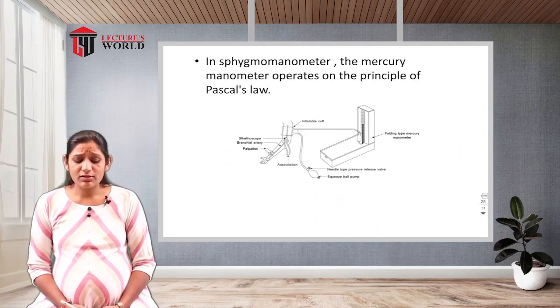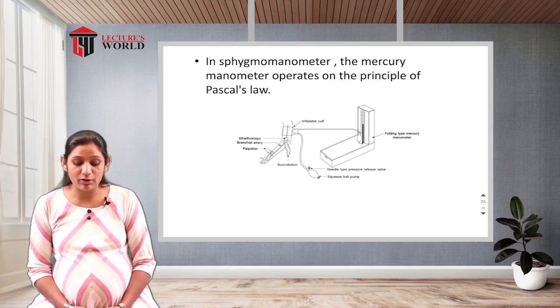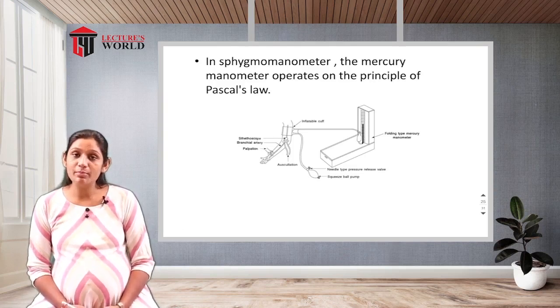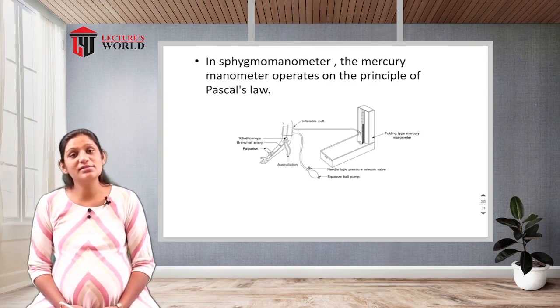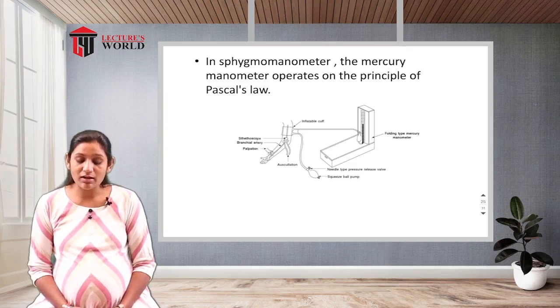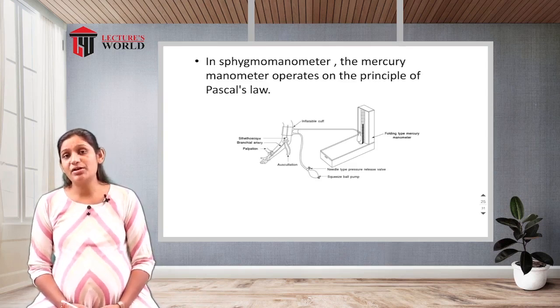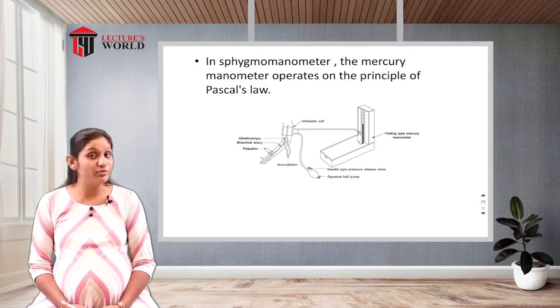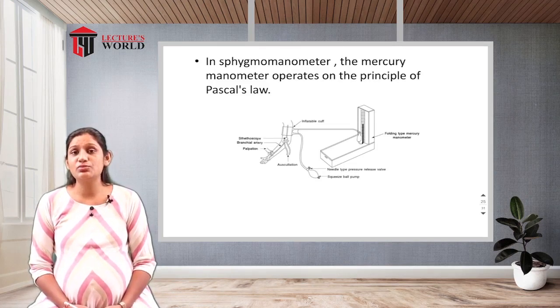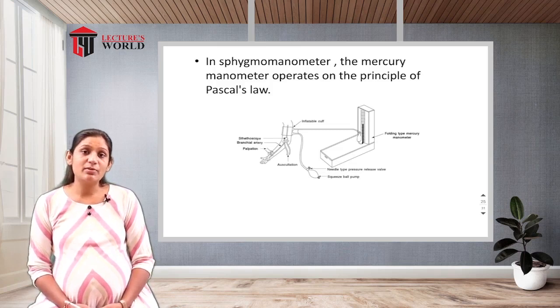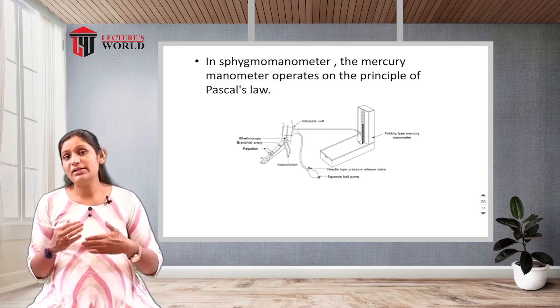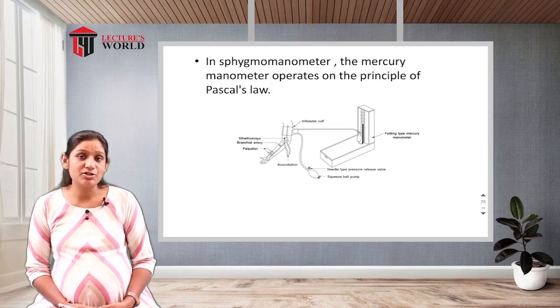The sphygmomanometer, the mercury manometer, operates on the principle of Pascal's law. Means the sphygmomanometer, which measures the blood pressure in our body by the mercury manometer, operates on this principle of Pascal's law. Pascal's law says pressure depends on an external force, and the mercury will detect the measurement of what type of blood pressure condition is available in the patient right now.